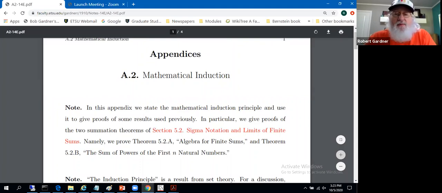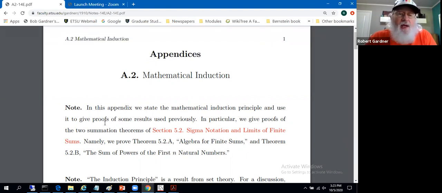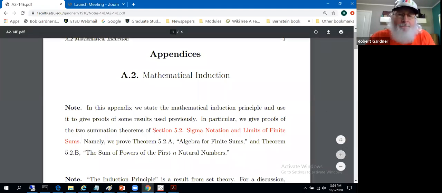So in this appendix, we'll state the mathematical induction principle, as the book calls it, and use it to give proofs of some of these results we've used, in particular related to the summations of the first n natural numbers, and the summations of the squares and the cubes of the first n natural numbers. We'll establish those formulas rigorously in this section. Okay.